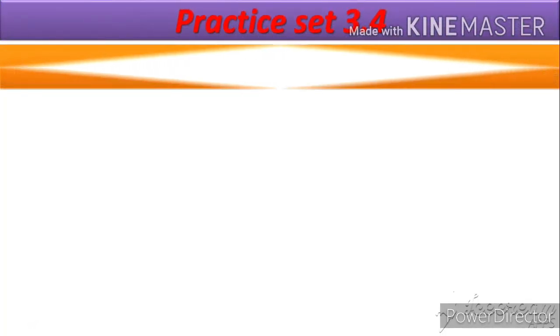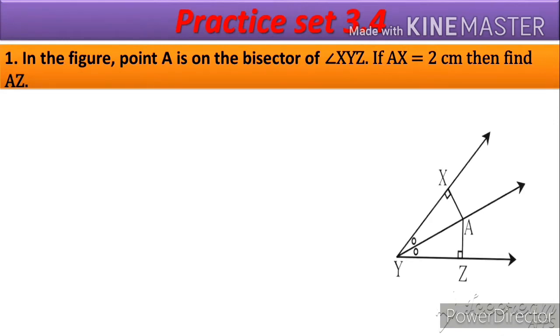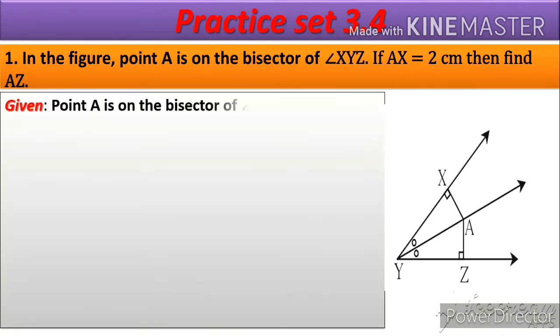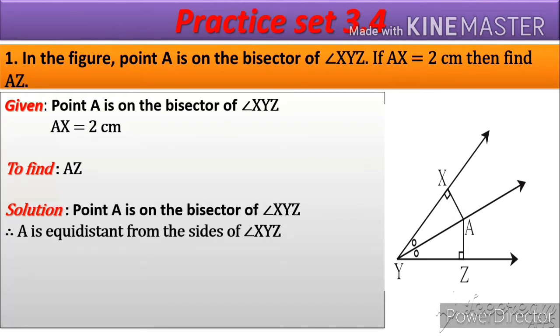Now students, let's start with practice set number 3.4. Question number 1 is given. In the figure, point A is on the bisector of angle XYZ. If AX is given 2 cm, then find the value of AZ. The given information we have: point A is on the bisector of angle XYZ and AX is equal to 2 cm. Here we have to find the value of AZ.